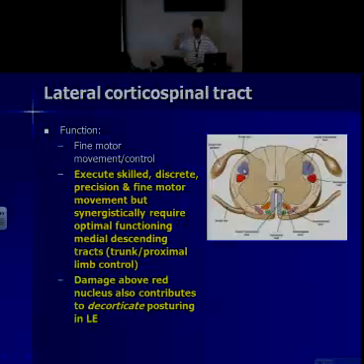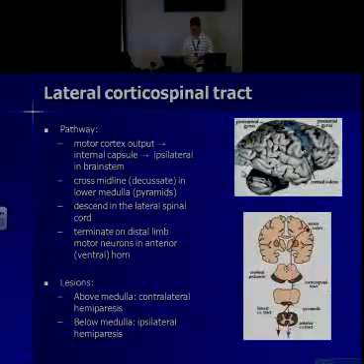So function-wise, pretty straightforward. Meanwhile, its cousin, the rubrospinal tract, is actually acting as a support proximal piece to all of that, and we'll get to it in a second. But that's the big picture of these tracts. So lateral corticospinal tract function, pretty straightforward.